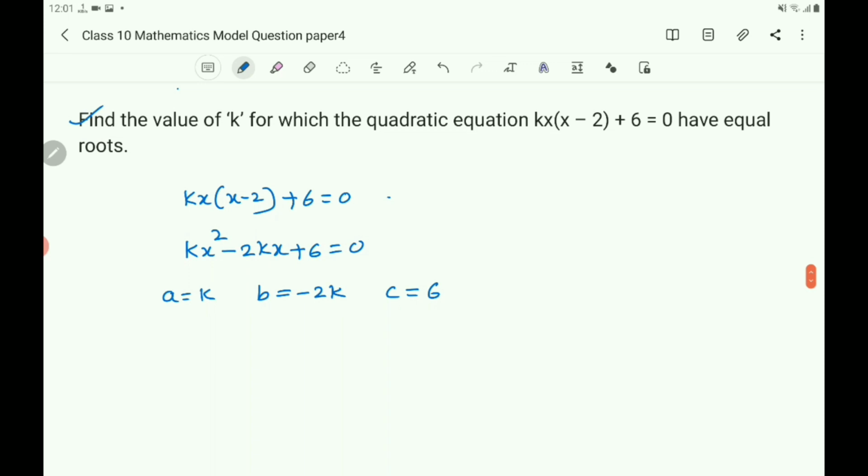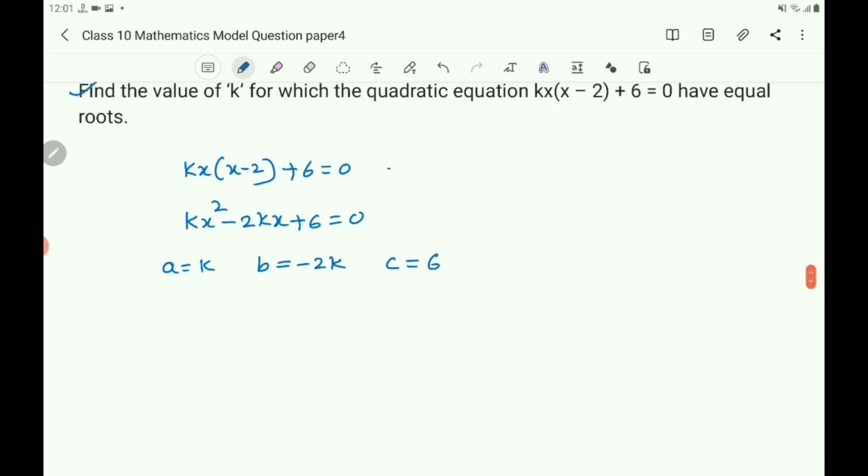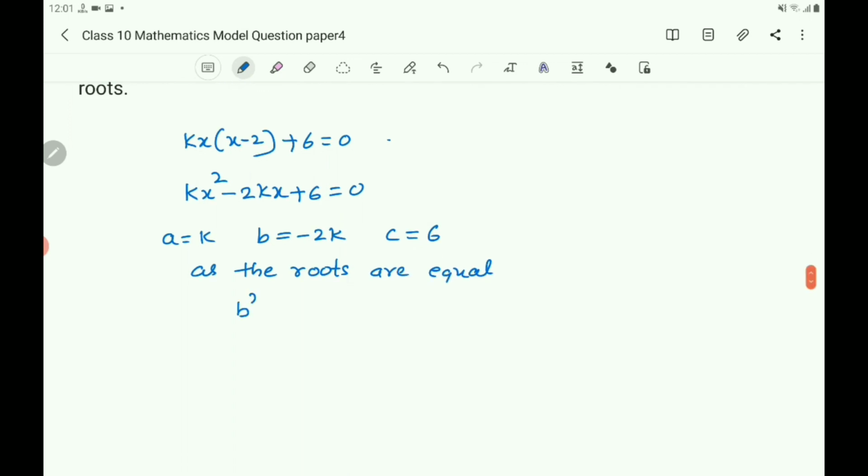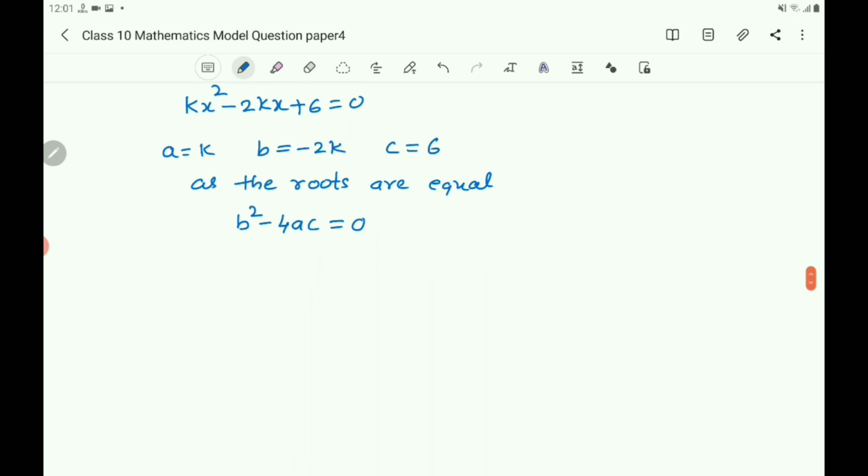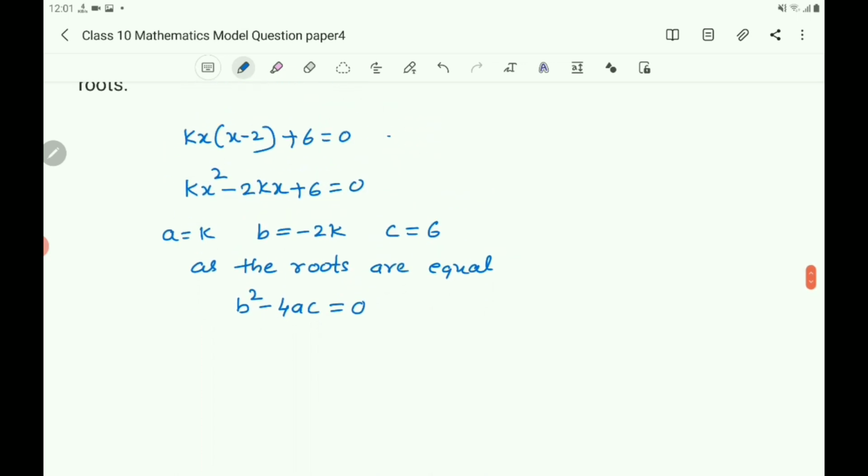And it is given that this equation has equal roots. So if the quadratic equation has equal roots, then the discriminant b square minus 4ac must be equal to 0, as the roots are equal. So write, as the roots are equal, b square minus 4ac equals 0.